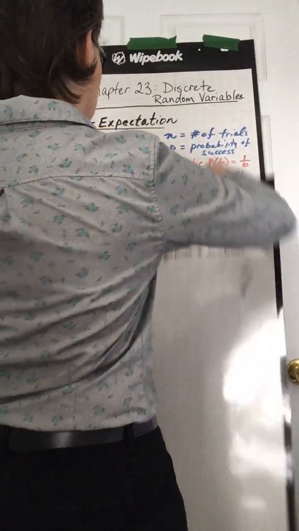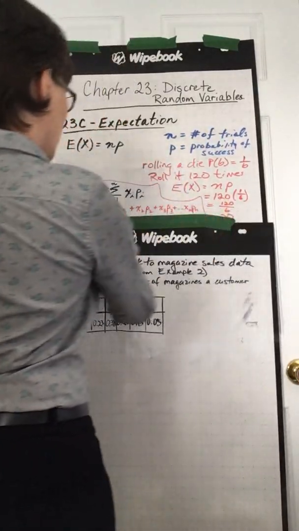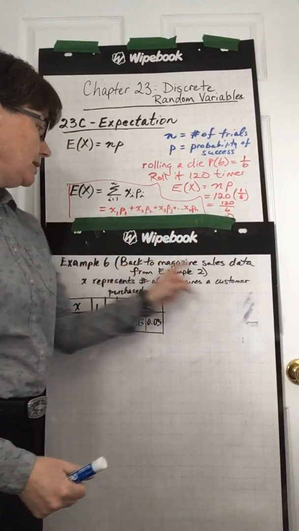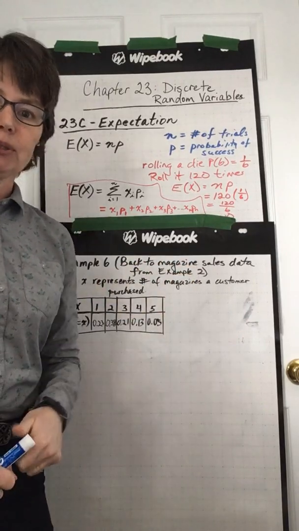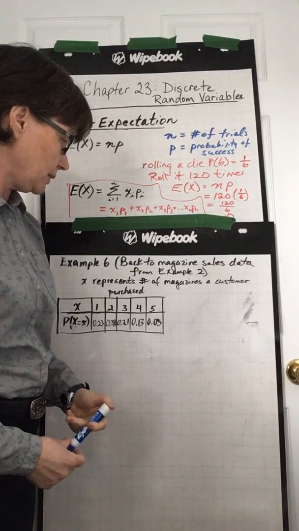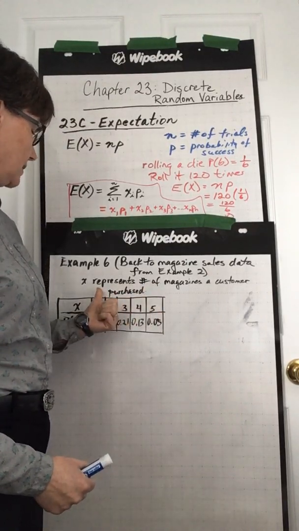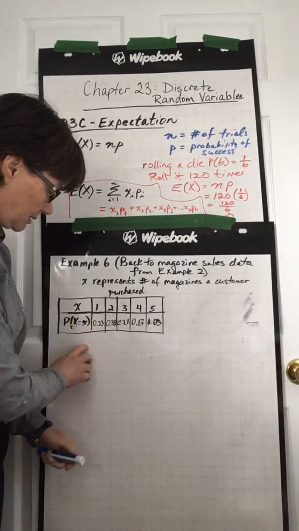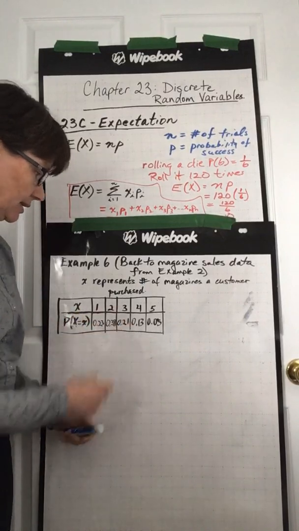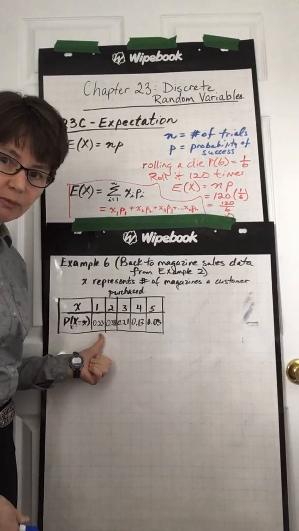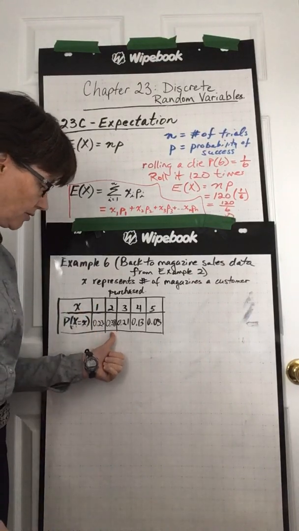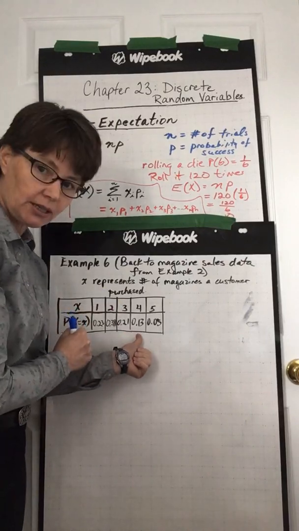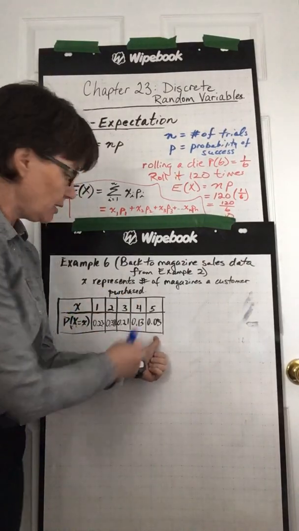Example 6 is a more complicated situation, so I'll put it here underneath this more complicated formula. We've got the magazine data back from example 2 from an earlier section in chapter 23. So X is representing the number of magazines a customer purchased. And remember, we created this table. So X in a given week, 23% of the customers bought one magazine, 38% of the customers bought 2 magazines, 21% bought 3 magazines, 13% bought 4 magazines, and 5% bought 5 magazines.